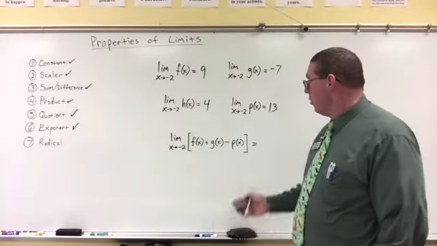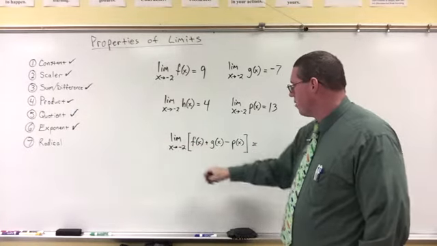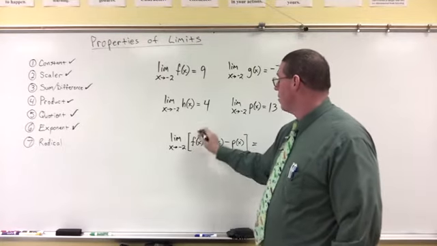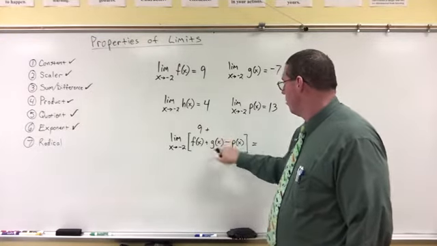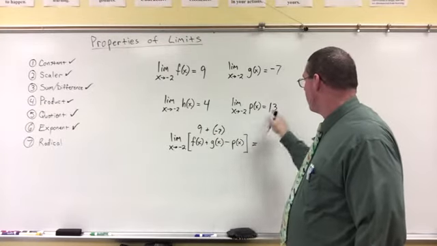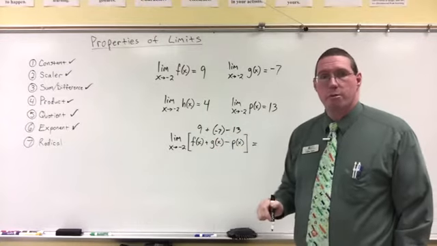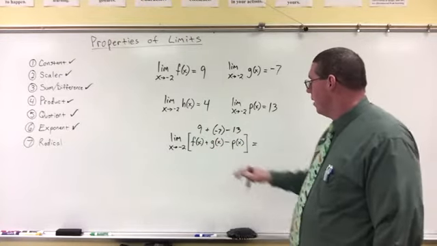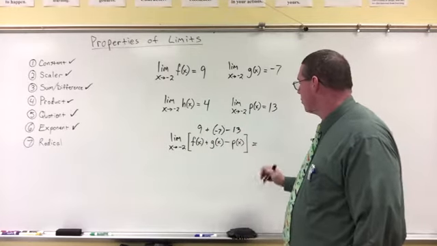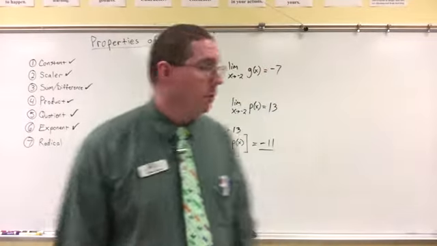All right, so all you really have to do here is just take the limit of f of x, then the limit of g of x, then the limit of p of x. The limit of f of x is 9, plus the limit of g of x is negative 7, and then the limit of p of x is 13, so minus 13. I've kind of thrown the summation and the subtraction thing in here. So 9 plus negative 7 is 2, and 2 minus 13 is negative 11. So we've got negative 11.